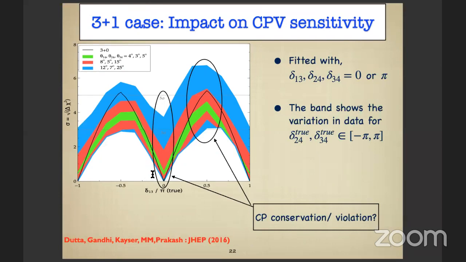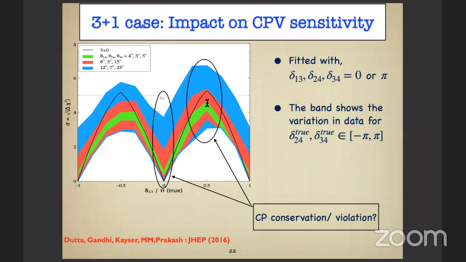Let us look at this region. Here you can see that whereas previously we are getting 0 sensitivity, look at the solid black line. Now we are getting sensitivity which is even more than 3 sigma.